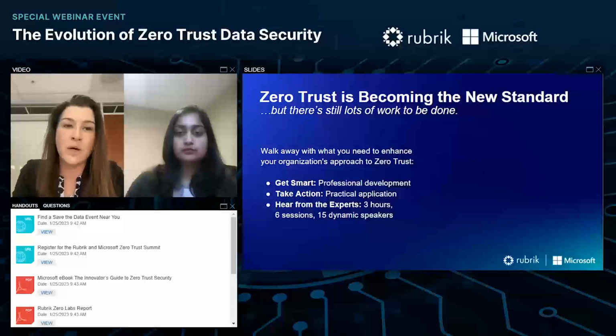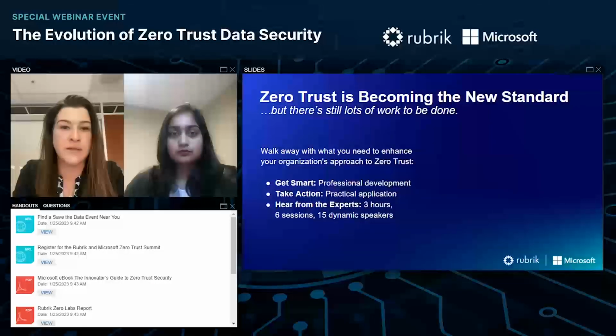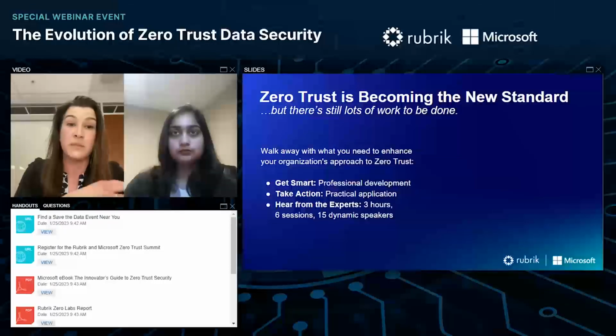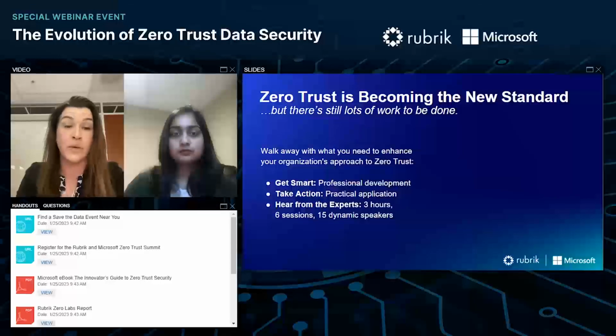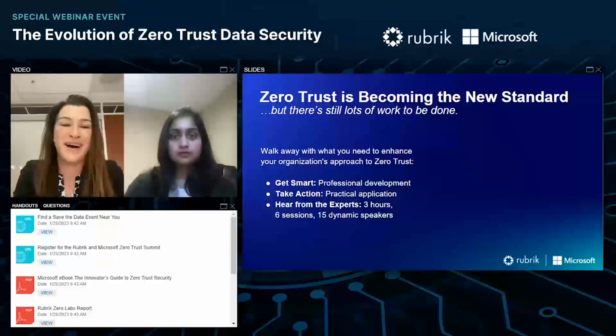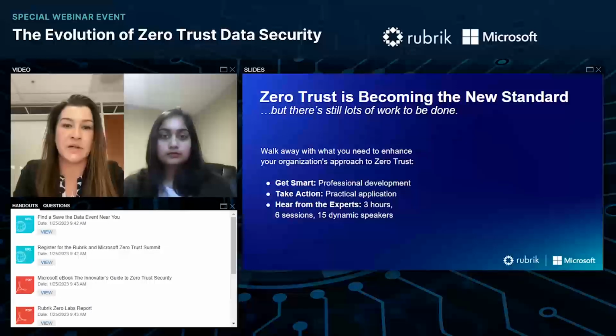So each one of these sessions is designed to represent different experts from Microsoft and Rubrik, and also peers of yours, other organizations who have lived this, figured things out, and have things to share to help you get smarter, faster, without the pain and time of going through a ransomware or any other cybersecurity incident.